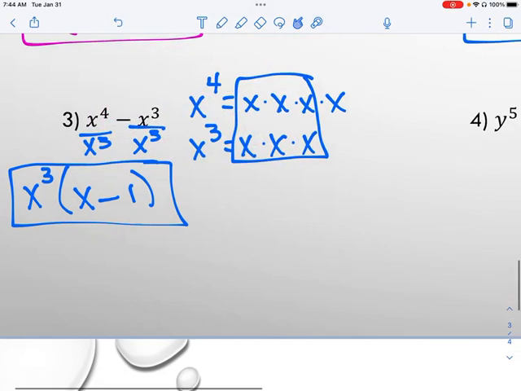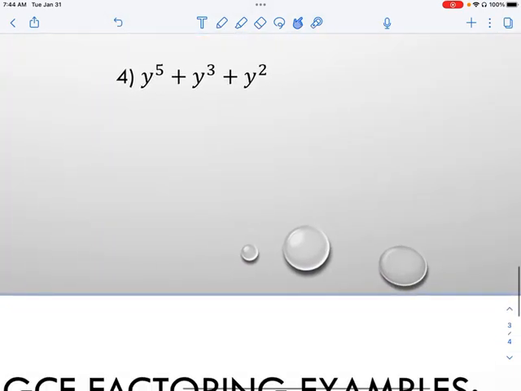Okay, now let's take a look at number 4. If I look at number 4, I have three different values going on. I have y to the fifth, which means y times y times y times y times y.